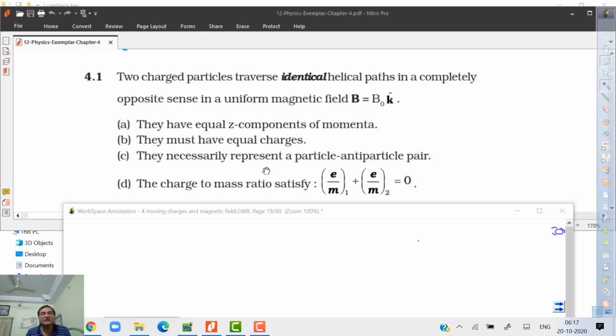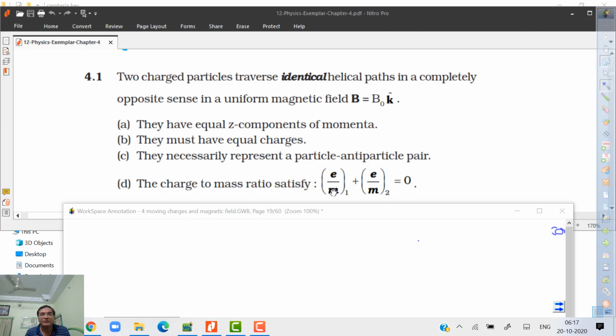They necessarily represent a particle-antiparticle pair. So if you have two particles which are of opposite nature, it might be possible. C might be possible. And the fourth one, the charge to mass ratio satisfies this condition. So that we check by calculation, then you can show it.